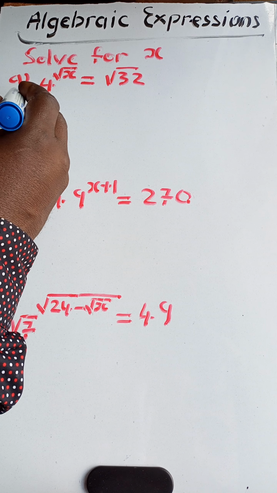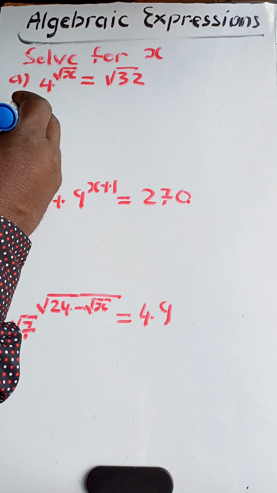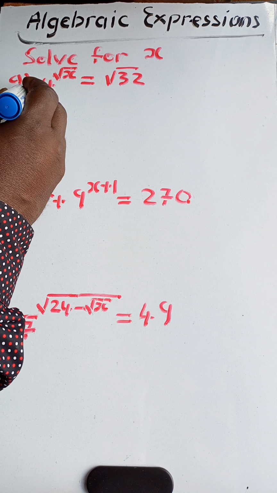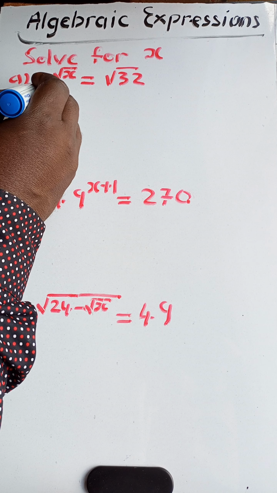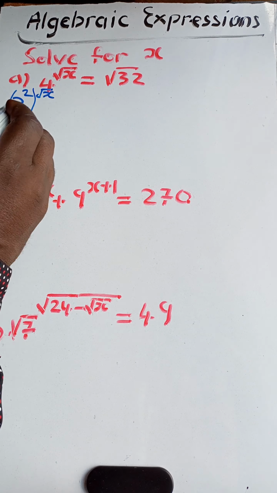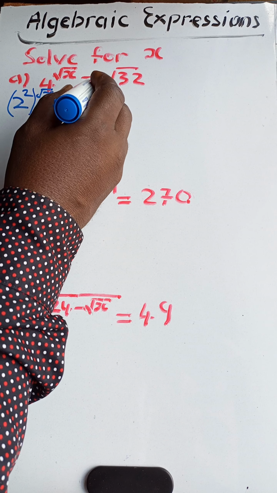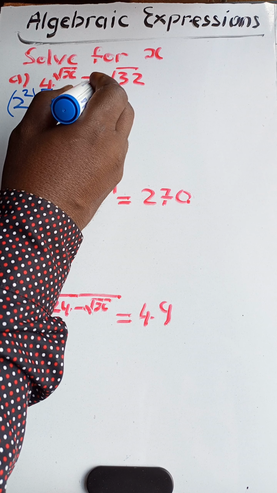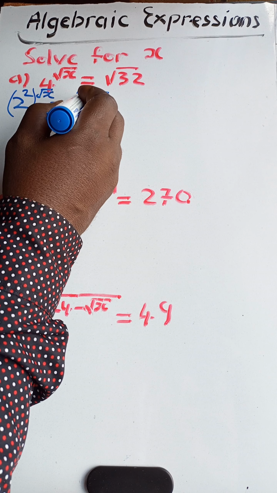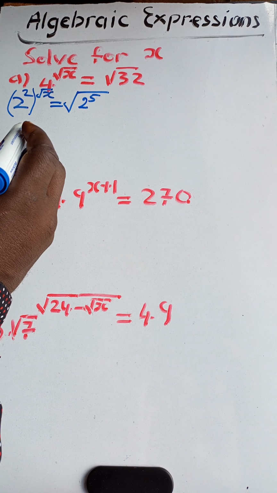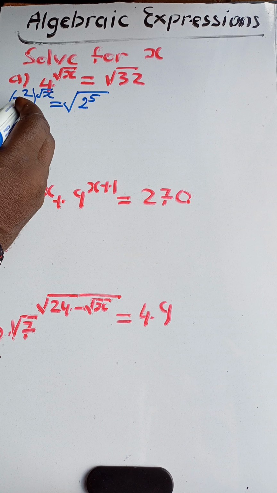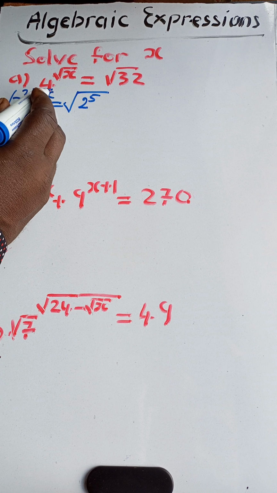Okay, so this now will be 4 is the same as 2 to the power 2. But 4 was raised to the power root x. All of that equal to root 32. But 32 is 2 to the power 5. That's the first thing that we see. Okay, now we have power of power law.